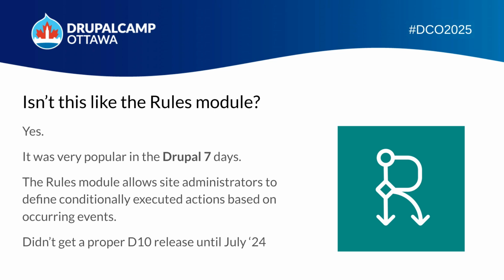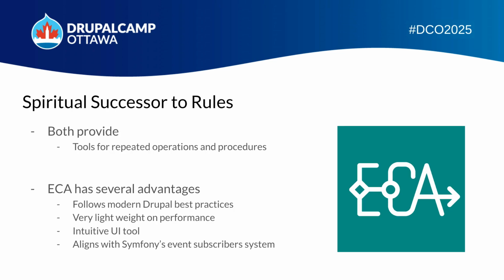But you might be thinking, hey, is this like rules? How many here happen to know about the rules module and are quite familiar with it? Oh good, most people, okay, that's good. So yes, ECA is very similar to rules. Rules was very popular back in D7. Rules allows site maintainers to define conditional executed actions based on occurring events, but it didn't get a D10 release until last year, and so there was a need as Drupal 10 was being released. So Drupal ECA is a spiritual successor to rules.